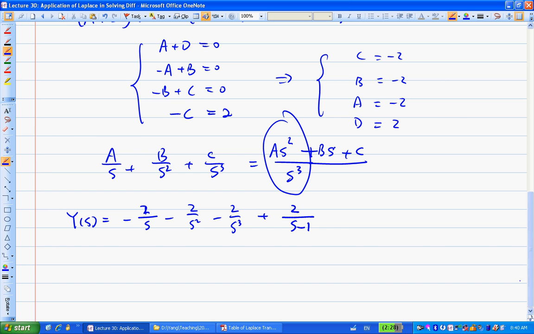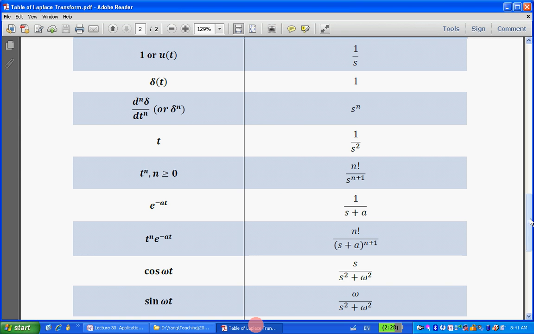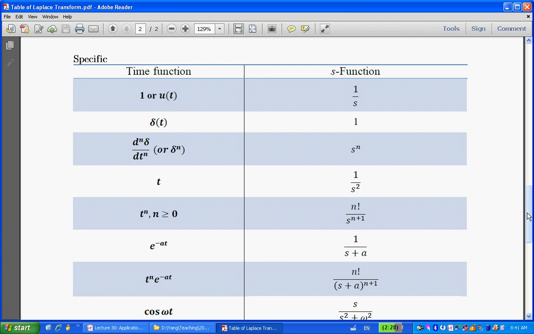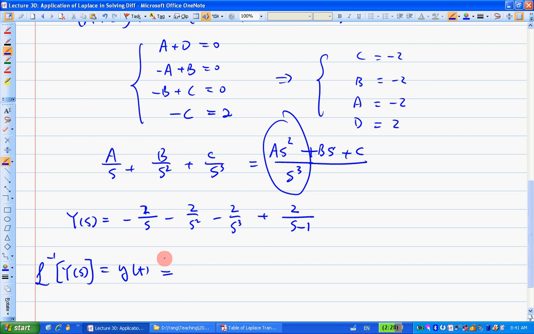So I got this one here now, and then I'm going to use a Laplace table to find the inverse Laplace. So the inverse Laplace is y of t, and we look at the inverse Laplace of each one of the terms here. Some of them are a little bit new, but the first one is okay. The 1 over s term is basically the unit step function. So the first one, that's negative 2 unit step function.